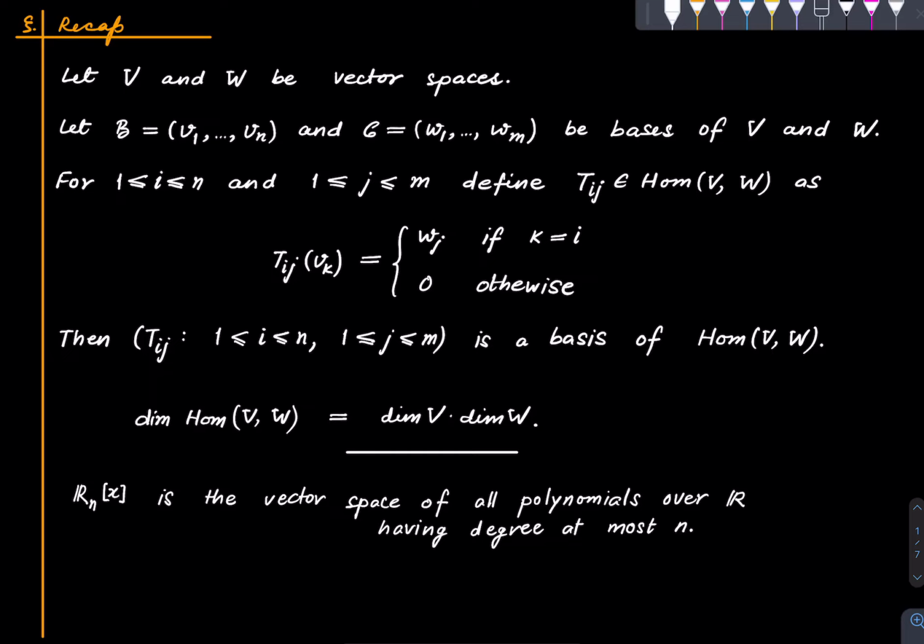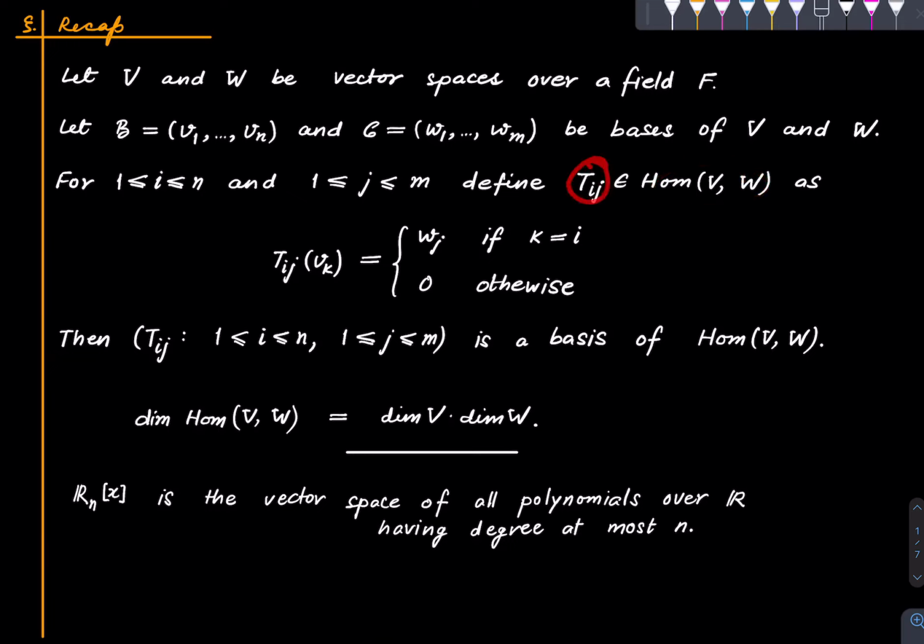So let's recall a few things that we need. Suppose V and W are vector spaces, and we have a basis for V and a basis for W. Then we can define a basis for the vector space of all linear maps between V and W. These vector spaces are over the same field F. Only then does this make sense.